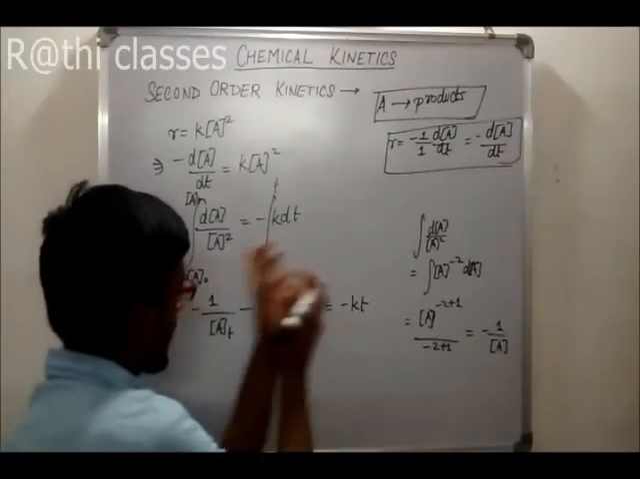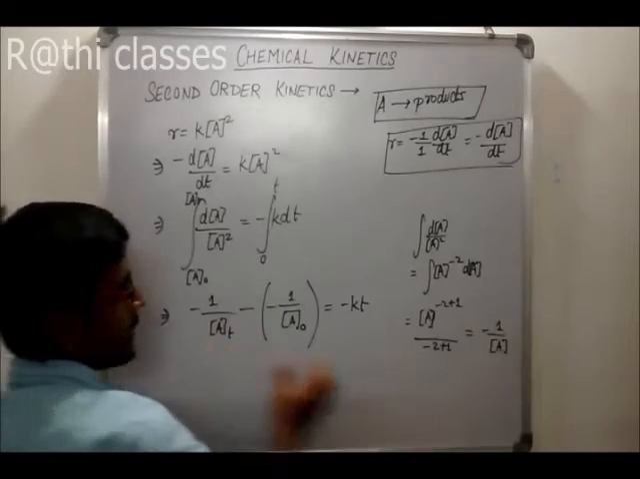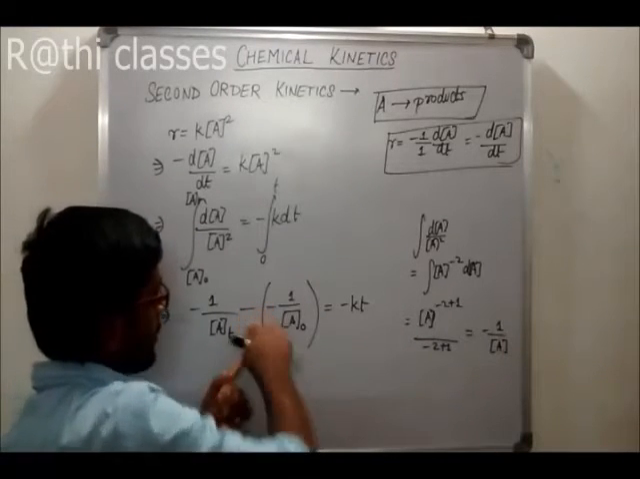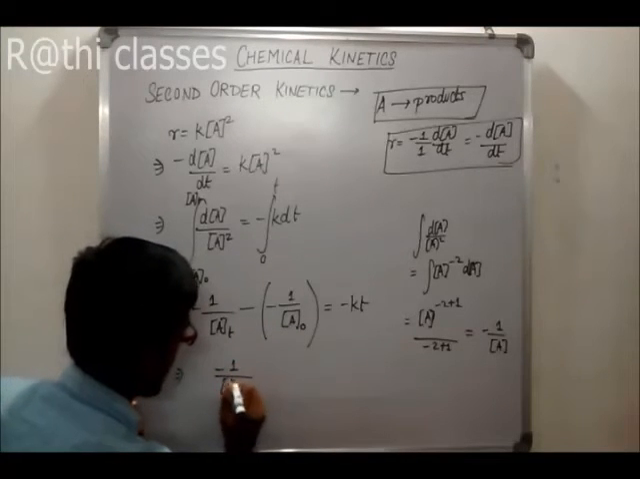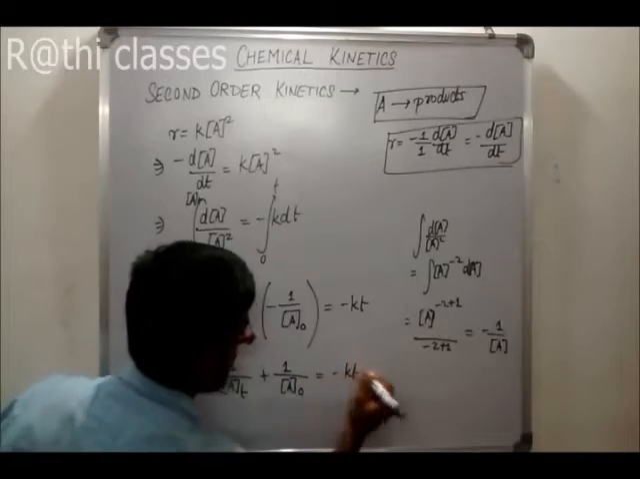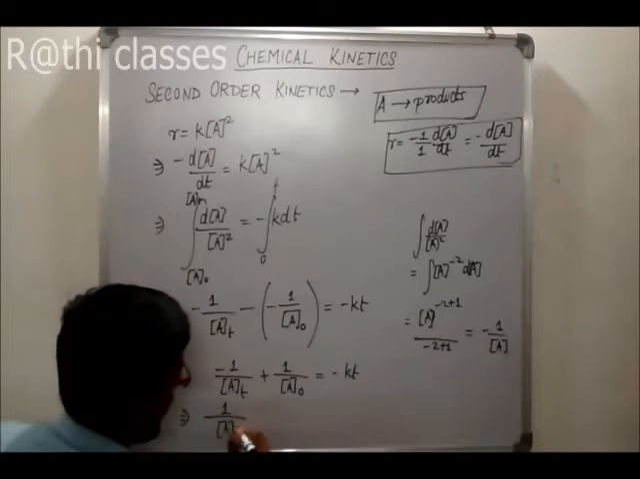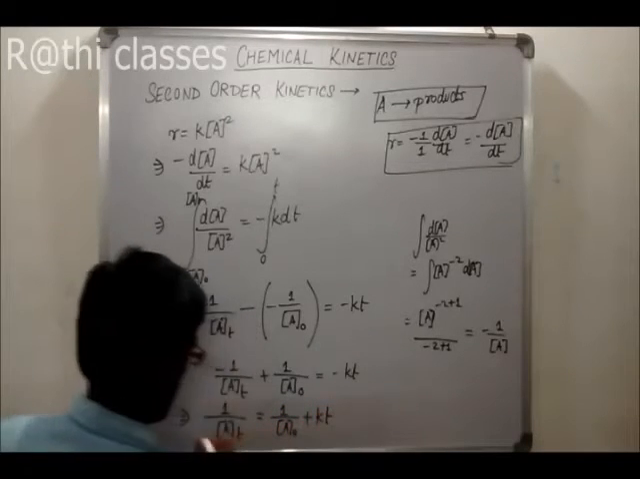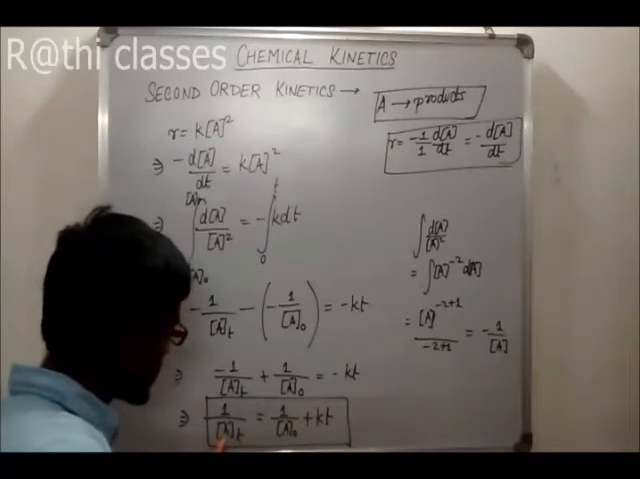We put the limits and subtract the final limit minus the lower limit. We subtract minus 1 by At, which is the integration value, putting the limits At and A naught and putting a minus sign in between. We get this. Now solving further, I get minus 1 upon At plus 1 upon A naught is equal to minus kt. Making it simpler, I can write it as 1 upon At is equal to 1 upon A naught plus kt.